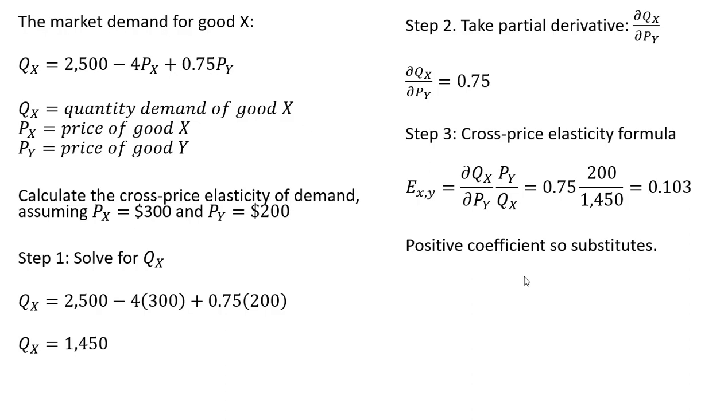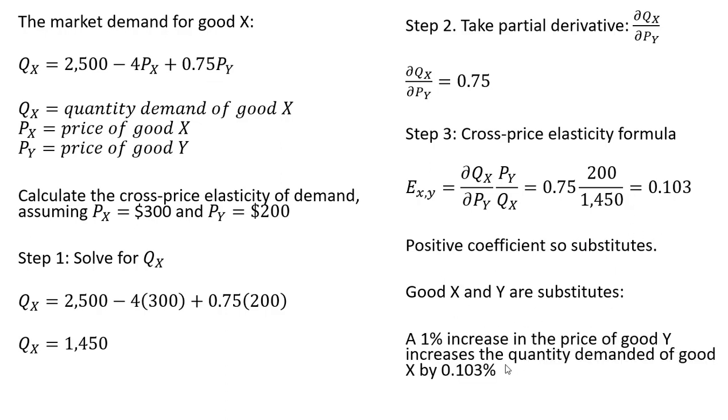Since this is positive, this would technically be substitutes. Good X and good Y are substitutes with a positive coefficient. And the interpretation of this coefficient: a 1% increase in the price of good Y increases the quantity demanded of good X by 0.103%. So as the price of good Y increases, people will seek out substitutes. Good X, we said, is a substitute, so the quantity demanded of good X will increase from a price increase for good Y. All right, let's do another example.